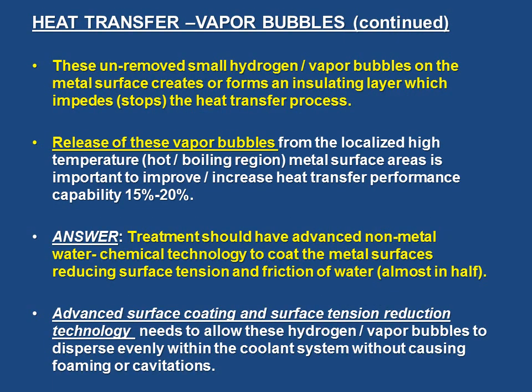Again, heat transfer and vapor bubbles. These unremoved small vapor bubbles on the metal surface create and form an insulating layer which impedes and stops the heat transfer process. Now, the release of these bubbles from the localized hot temperature area or boiling region, in other words, the nucleate spot, is important to increase heat transfer performance capability with the right chemistry, 15 to 20%.